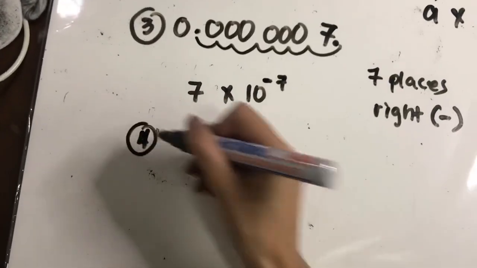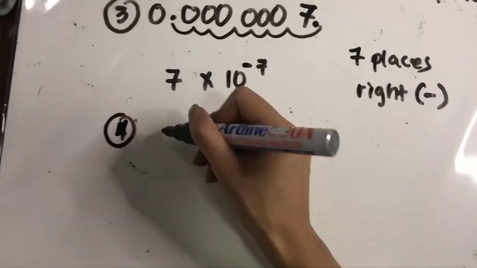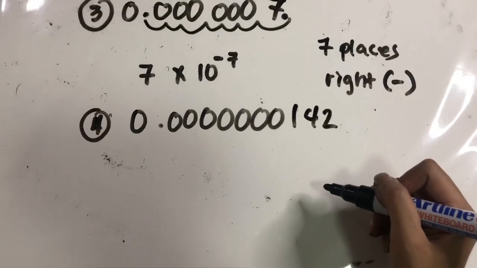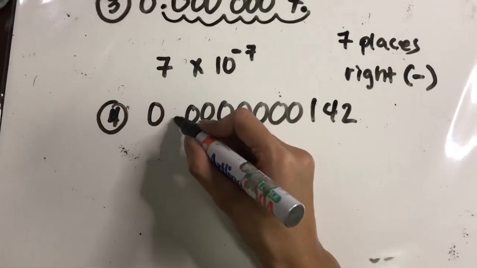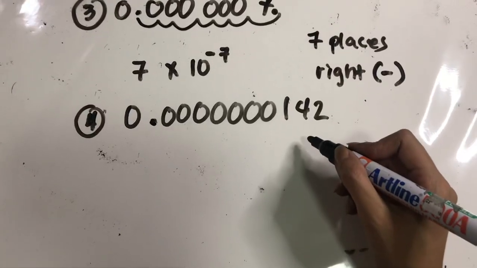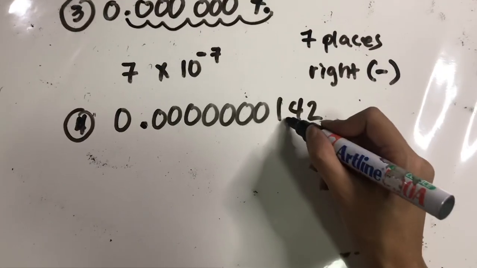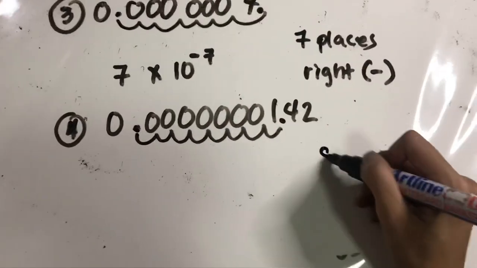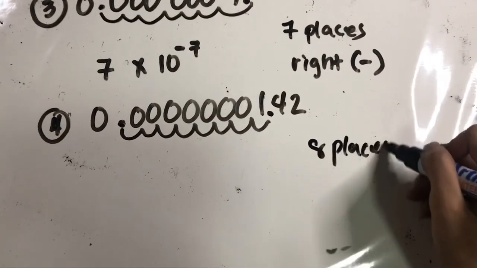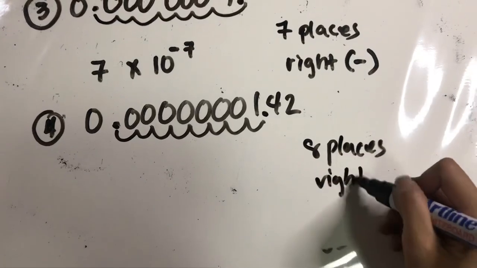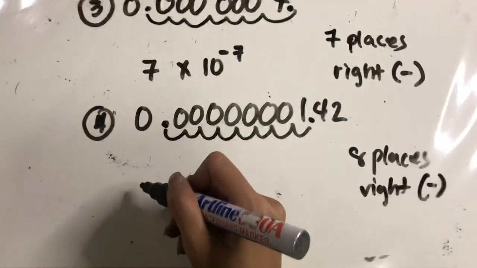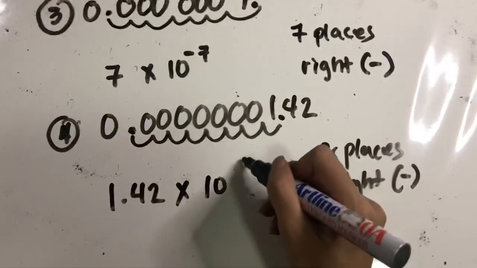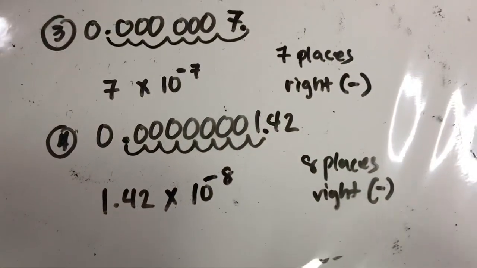Number 4. So first, identify the decimal point, and we're going to put it here. So count. So we have 8 places to the right. It should be negative. So we have 1.42 times 10 raised to negative 8.